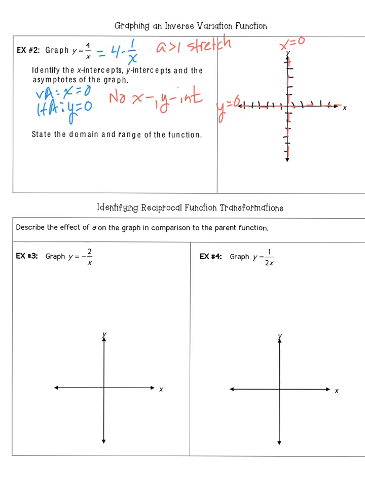All right, so let's go ahead and get an XY table here. So this time, when I put in a value of -2 in for x, I have 4 divided by -2 is -2. If I put in -1, I get 4 divided by -1 is -4. If I put in 0, that is undefined, it's not possible. If I put in +1, I get +4. If I put in +2, I get +2. All right, so let's plot those points.